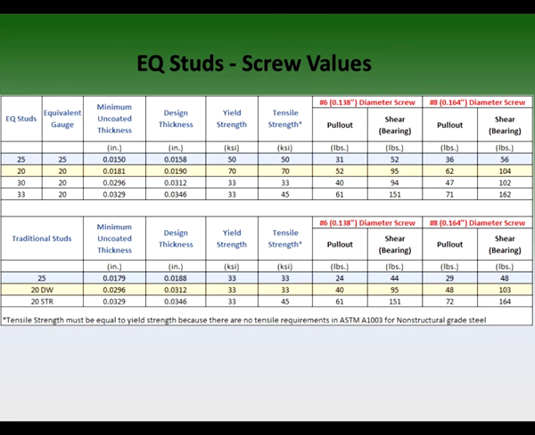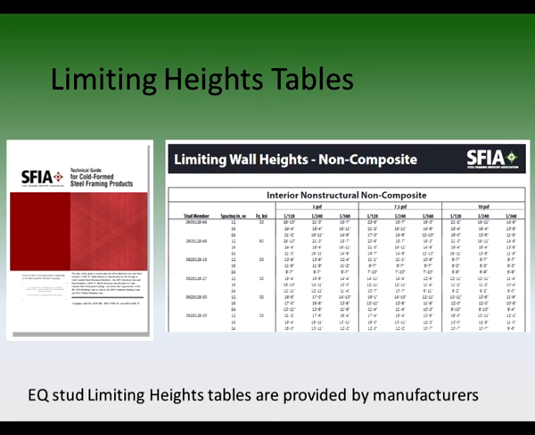Just as an example, values shown in the top half of this table are for a proprietary EQ stud product. The values are predominantly based on the steel thickness and yield strength. Since EQ studs are formed from steel with a higher yield strength, they have greater pullout and shear values. The chart illustrates this difference. Higher pullout values are advantageous when attaching handrails, fixtures, etc.